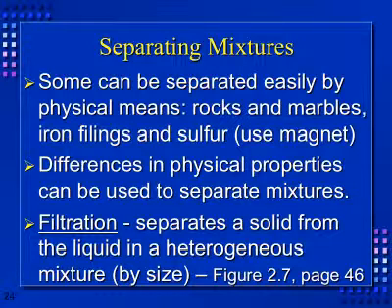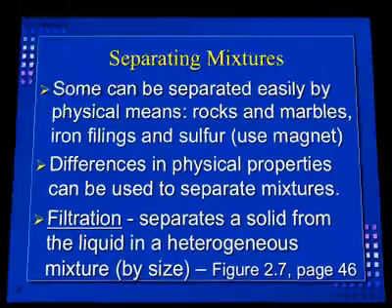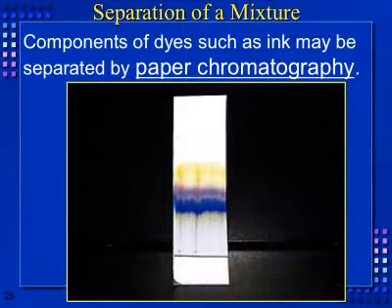Okay? So, like what we were just talking about, we couldn't separate salt water because the sizes were the same. So we have to have other forms of separation. The next form that we're going to talk about is something called chromatography. There are lots of different types, but the type we're going to learn about is paper chromatography. And this is basically when you separate a homogeneous mixture.